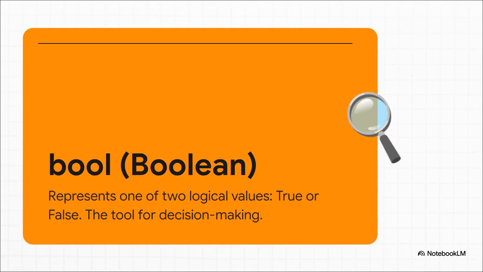Okay, now for what might be one of the simplest, but also one of the most powerful tools in the entire box, the Boolean, or bool. It can only ever have two values, true or false. That's it. Think of it like a light switch. It's either on or it's off, yes or no. And that tiny little switch, it is the foundation for literally all decision-making and logic in your programs.